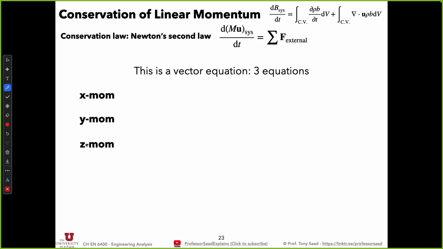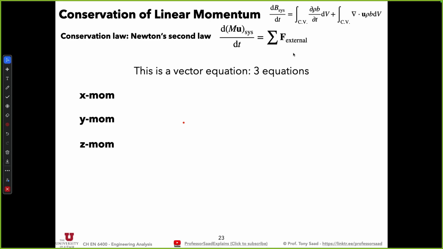All right. So next, how do we get the x component of momentum? You could say the x component of momentum is m times u, or the y component is m times v.